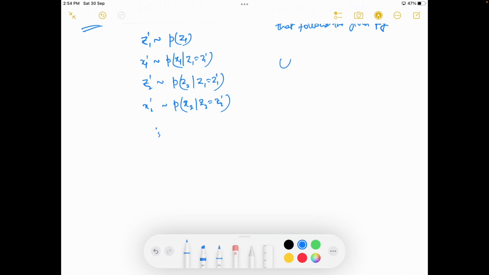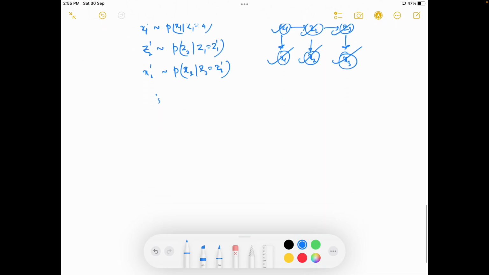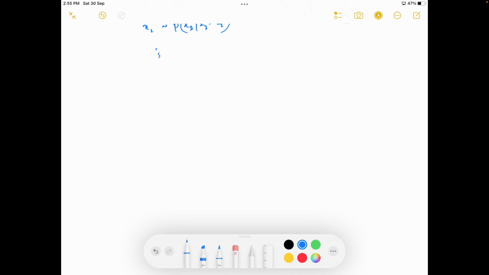So let's say your chain was like this: Z1, Z2, Z3, and here X1. First you sample Z1, then X1, then Z2, then X2, then Z3, then X3. In this way you keep sampling and keep going forward. That way you get one chain, then you can sample another chain, multiple chains you can sample, right? Okay, now this is clear.